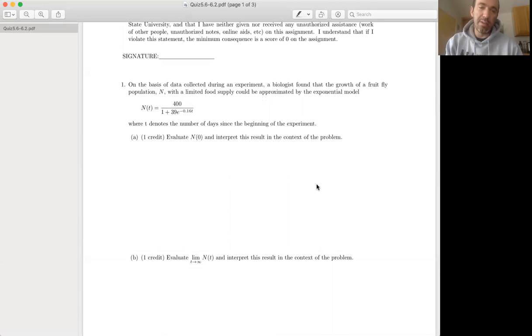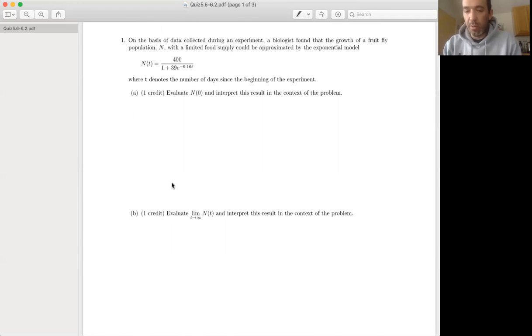Problem 1 has to do with this function N of t. N of t equals 400 over 1 plus 39e to the negative 0.16t. Problems A and B ask us to work with that function and to interpret it as well. Let me switch over to the whiteboard camera here, and we'll take a look at that problem.